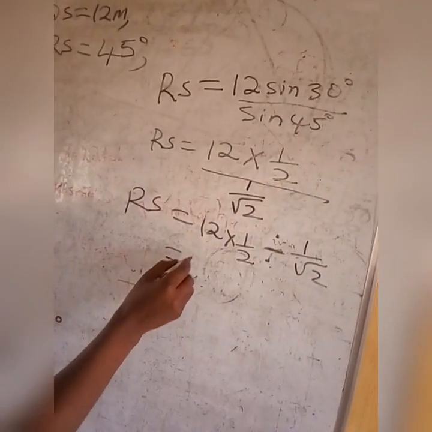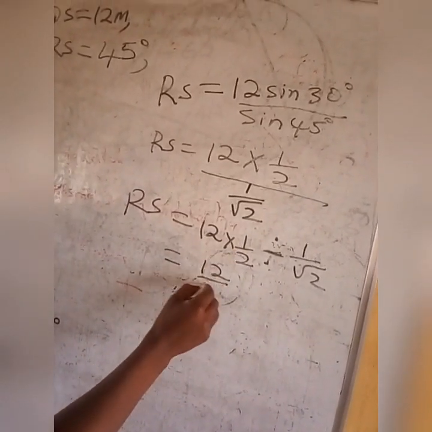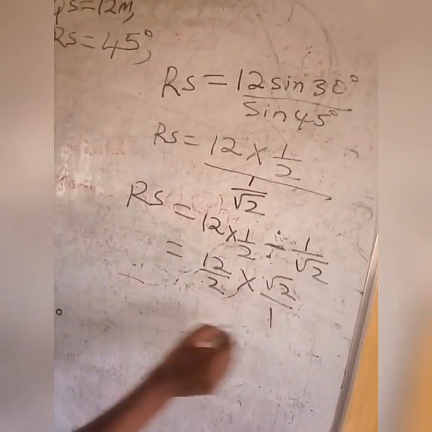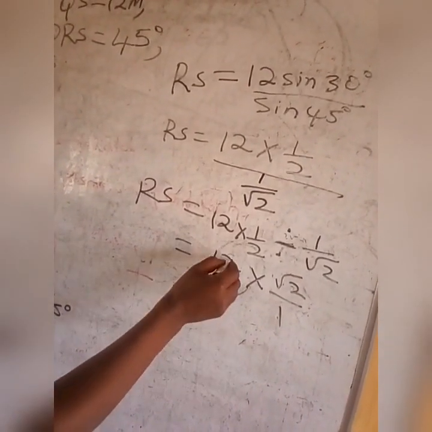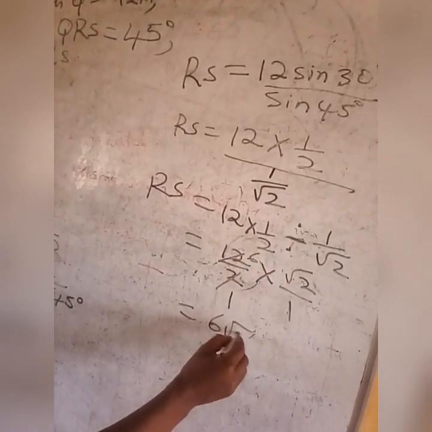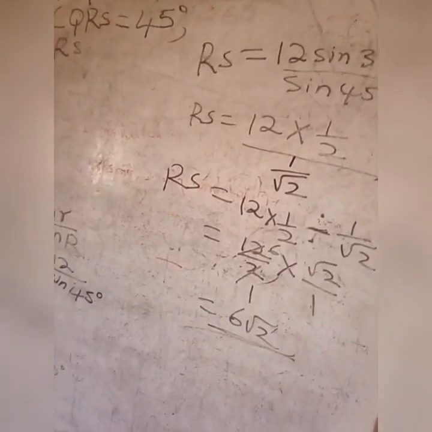Now what we are going to have is 12 times 1 is 12 over 2. Then I want to change this to times, I'll get root 2 over 1. 2 into itself is 1, 2 into this one is 6, which will now give us 6 root 2 as our final answer.